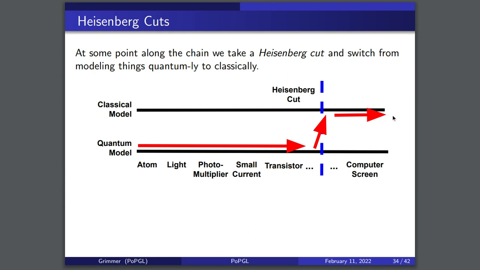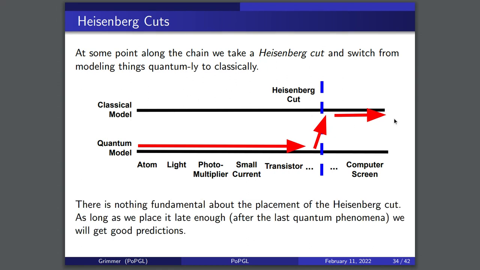And this would be a probabilistic classical way when we make this Heisenberg cut. Because remember, I'm not trying to explain here why we get definite outcomes for experiments. I put that in the realist part of the problem. So when we come to this classical model, we're coming to a probabilistic classical model of what's going on here. So there's nothing fundamental about where we place the Heisenberg cut, as long as we place it late enough after the last quantum phenomena, then we should get good predictions out of this. And the later we put it, the better. So again, I'm just worried about pragmatic issues here. I'm not saying the world switches from being quantum to being classical. I'm saying at some point in our modeling of the measurement, we treat it as such.